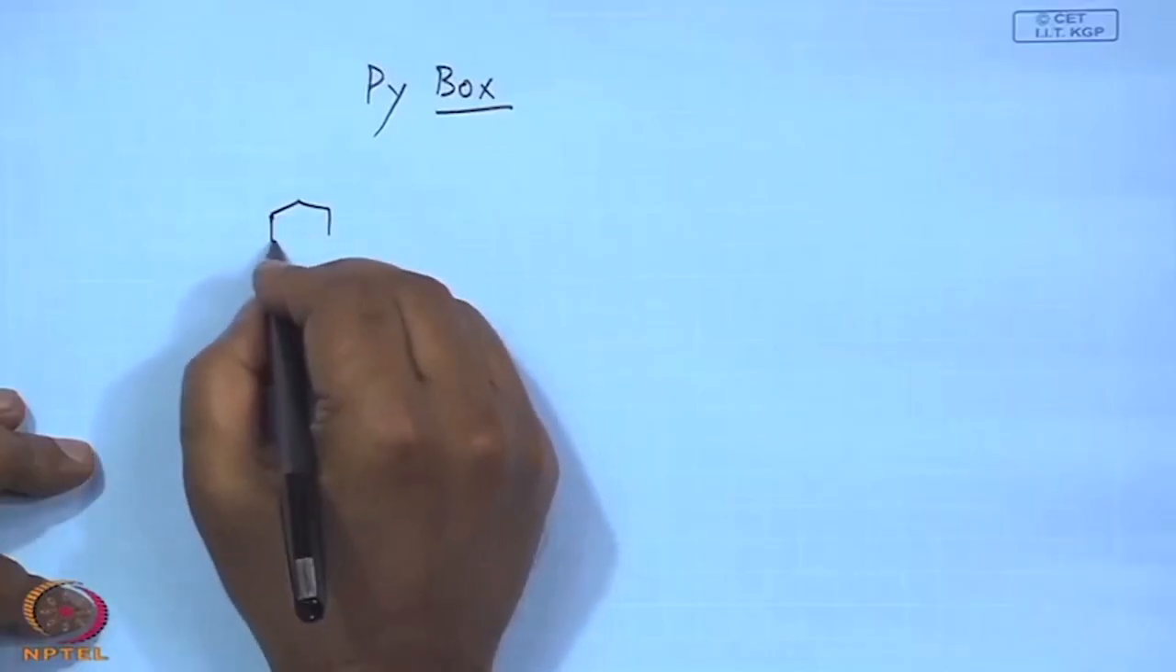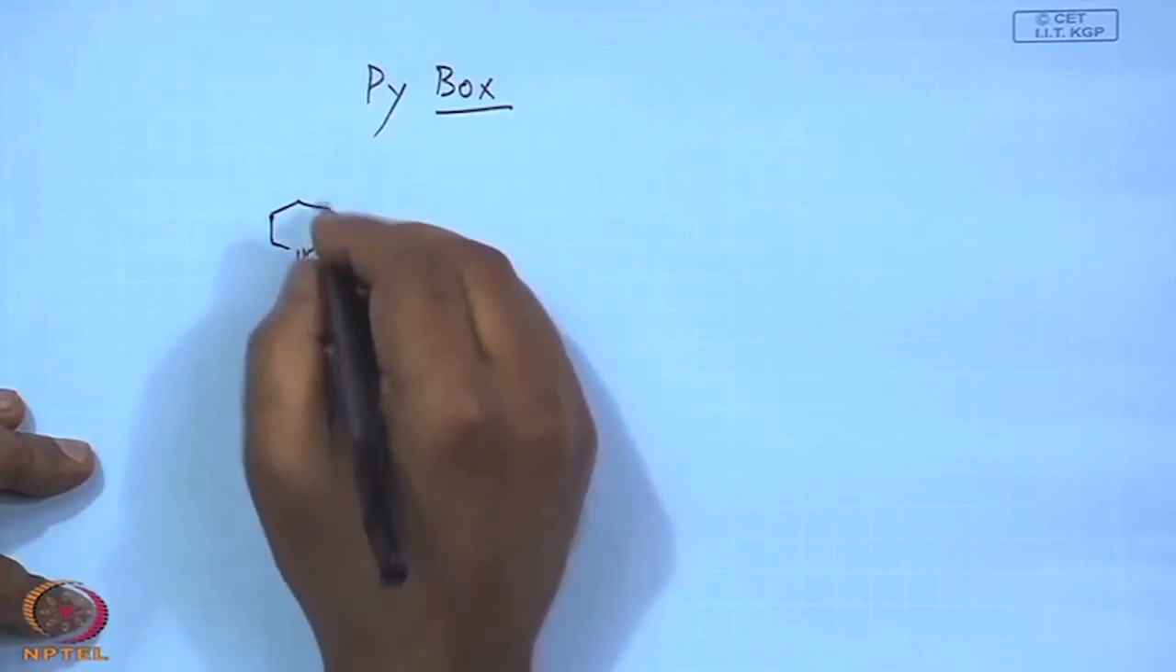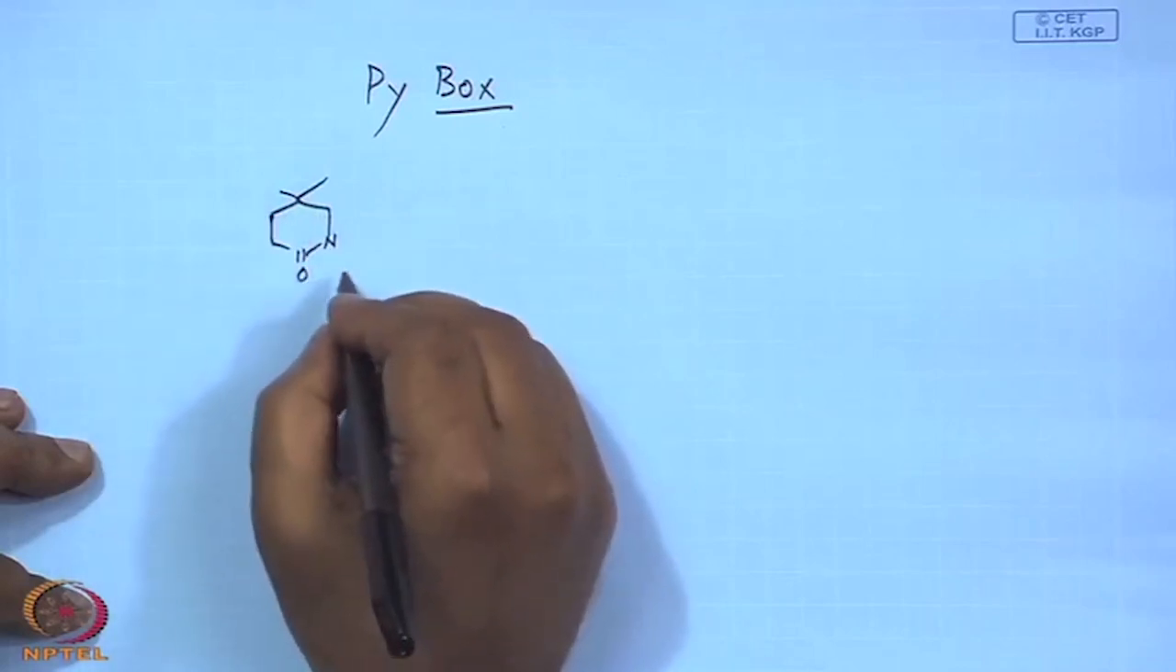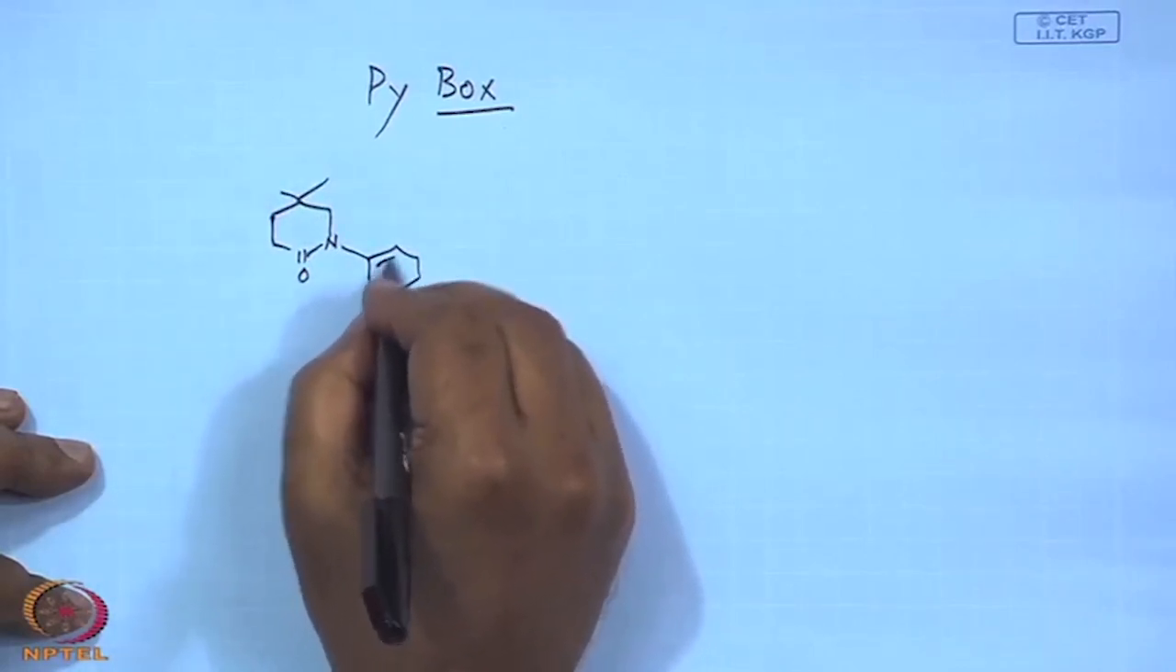Oxazolidine is different. No, there are two things. Oxazole has two double bonds. Oxazoline has one double bond. Oxazolidine has no double bond. Okay. And I will just give you a puzzle here. This is a molecule that has been synthesized in 2009. Someone tried to convert this.